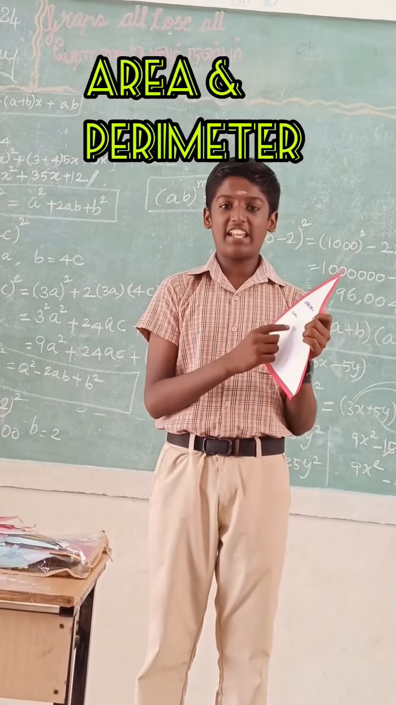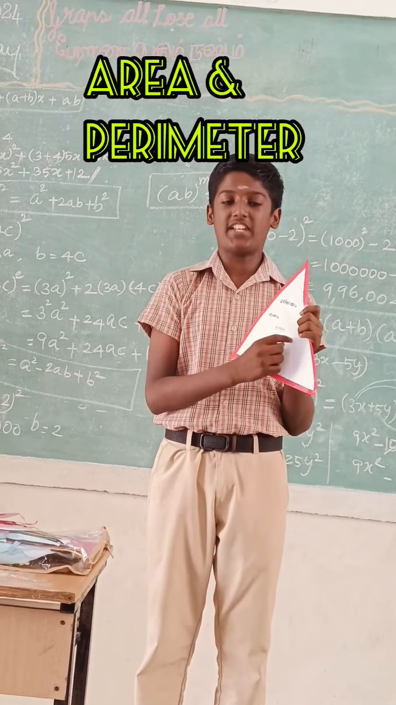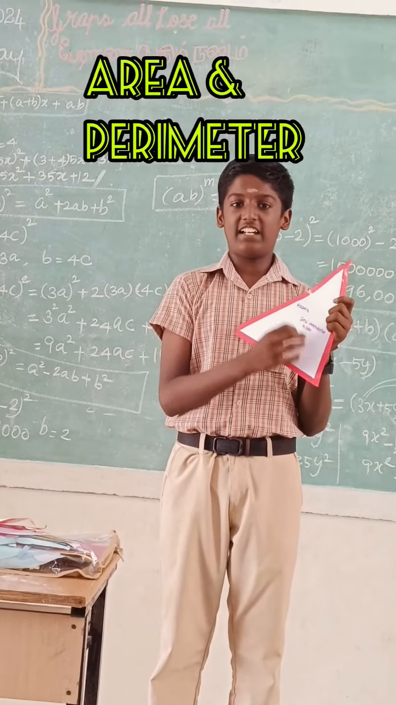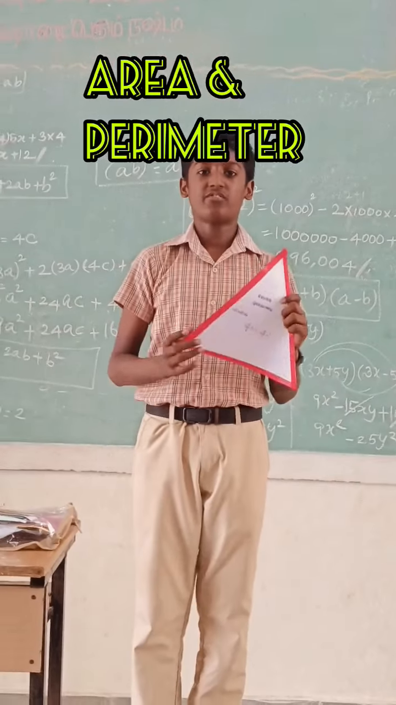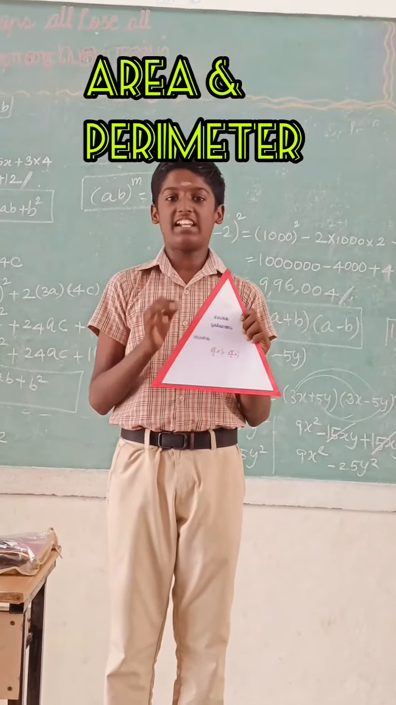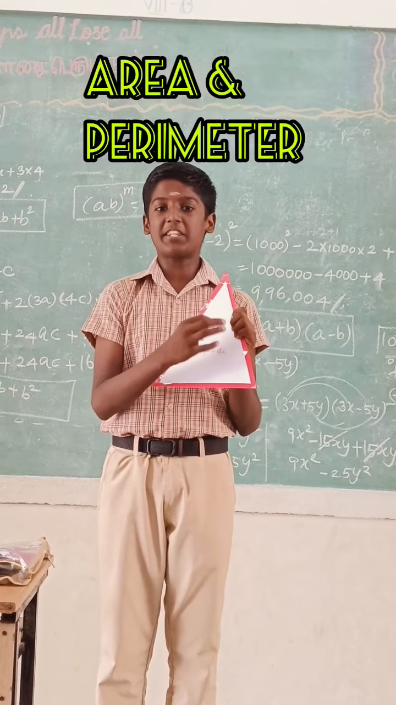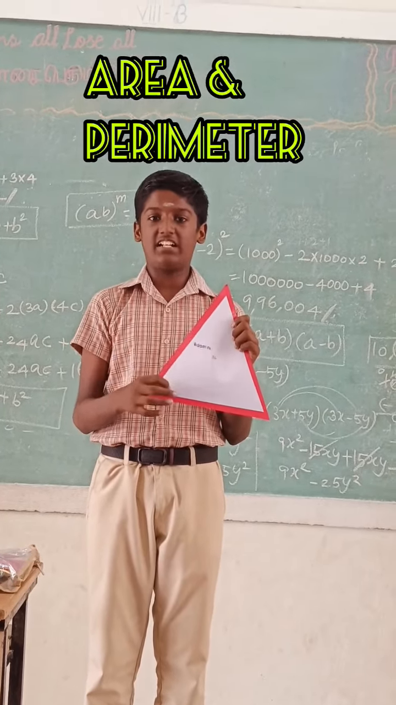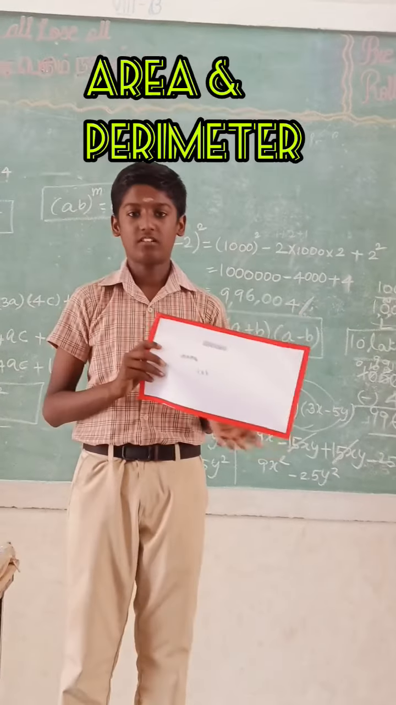Triangle. Area of a triangle is equal to half b h square units. Perimeter of a triangle is the sum of the three sides of the triangle. Area of an equilateral triangle is equal to root 3 by 4 a square units. Perimeter of an equilateral triangle is 3a units.